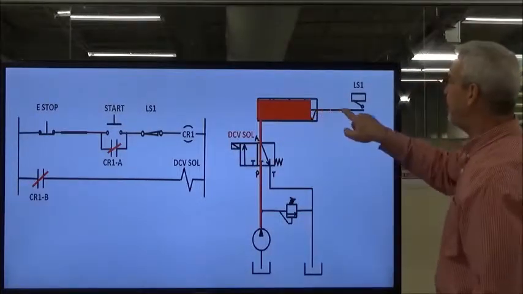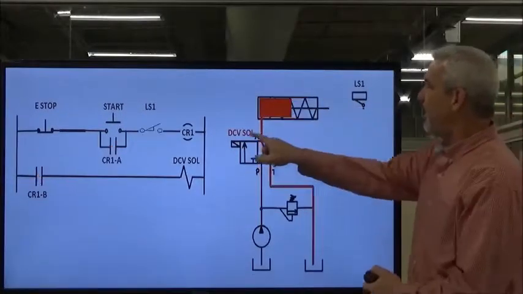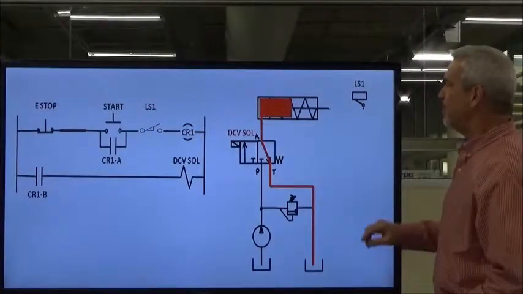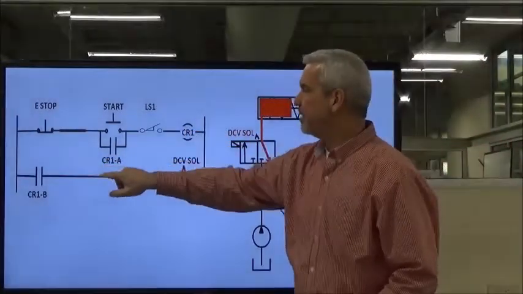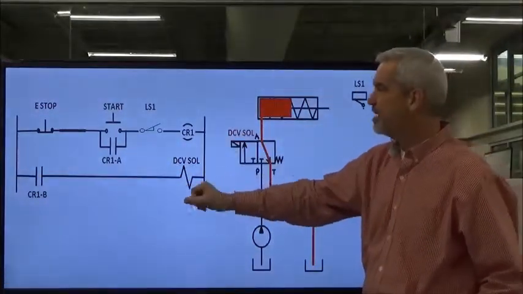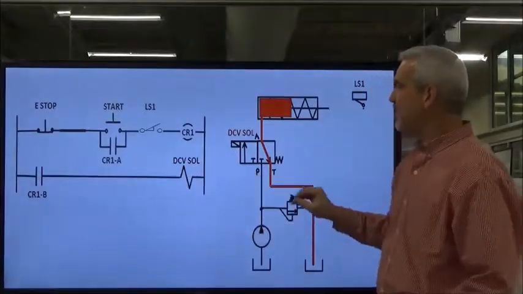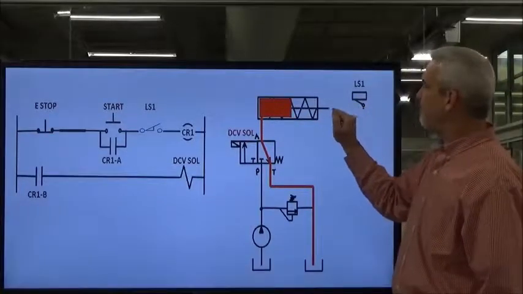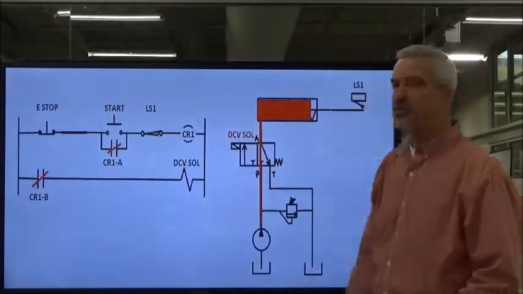We've stroked it out here, and now we have hit our limit switch. In doing so, we have opened up our limit switch contacts, and as soon as we open up the limit switch contacts, our control relay is de-energized. We have the normally open contacts return to the normally open state, and then our directional control valve solenoid is de-energized. Our valve shifts, and fluid is now porting back. We're also coming off of this switch, so this will return to the normally closed state.